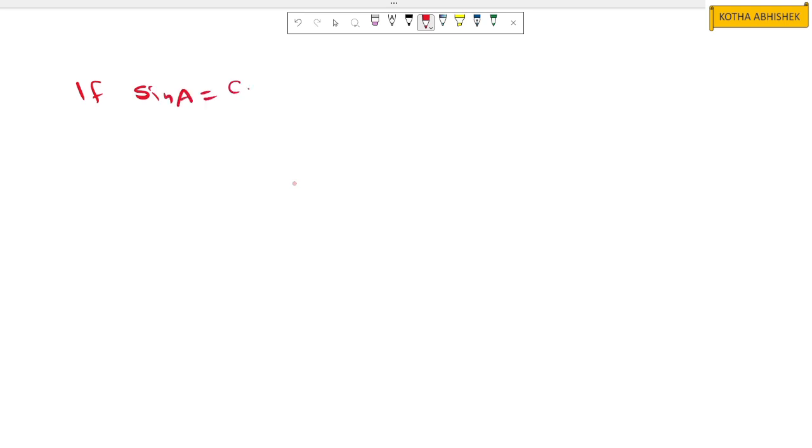If sine A equals cos B, then prove that A plus B equals 90 degrees. Again, this kind of question also will come compulsory. Now this we can solve in two ways. Let us check once. First way is sine A equals cos B.